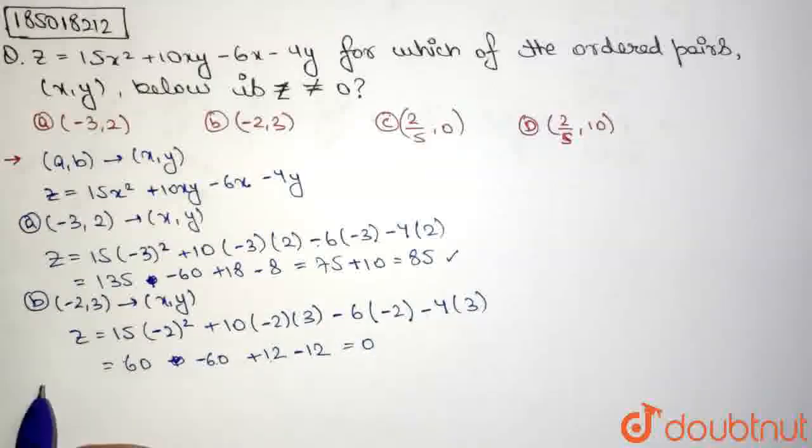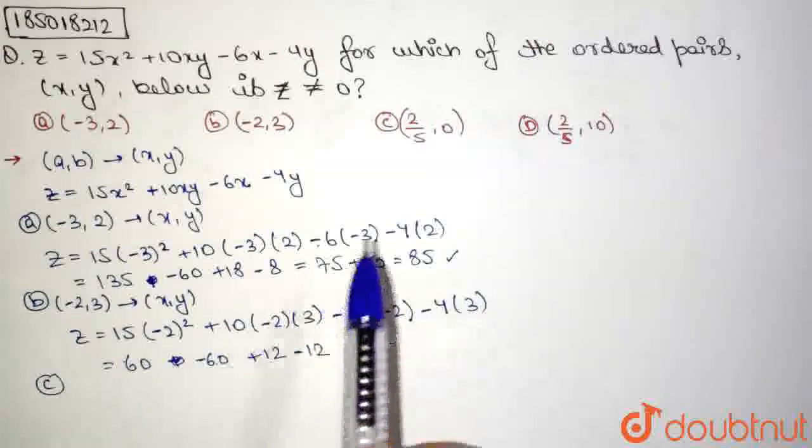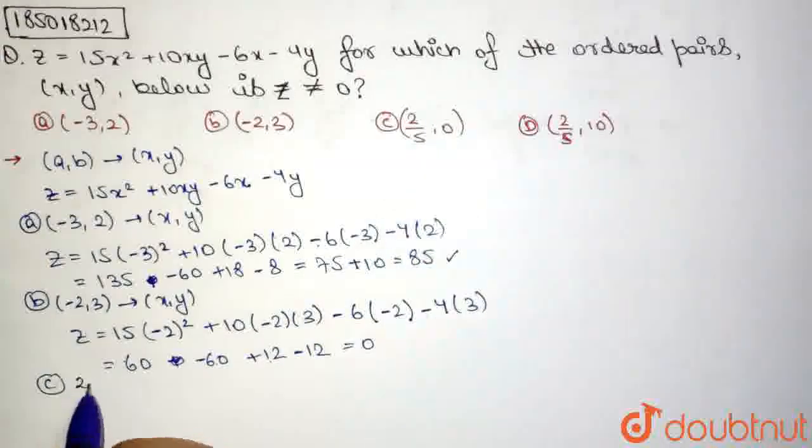Now if we check for option C, once again here the point is 2 by 5 comma 0, 2 upon 5 comma 0, right?